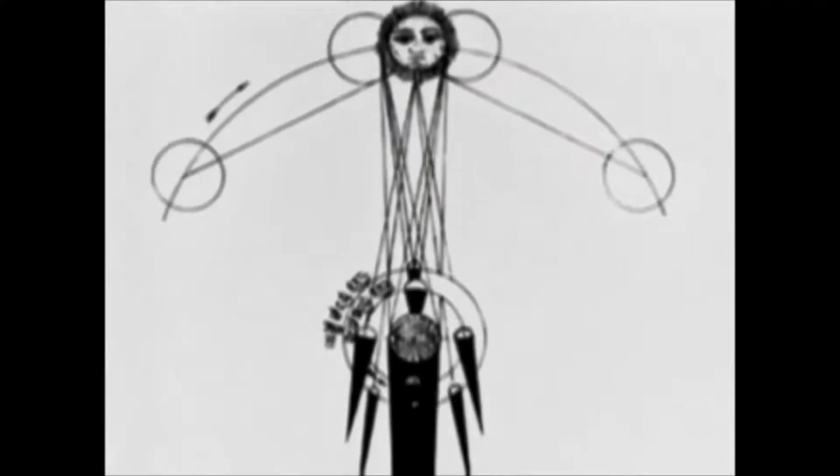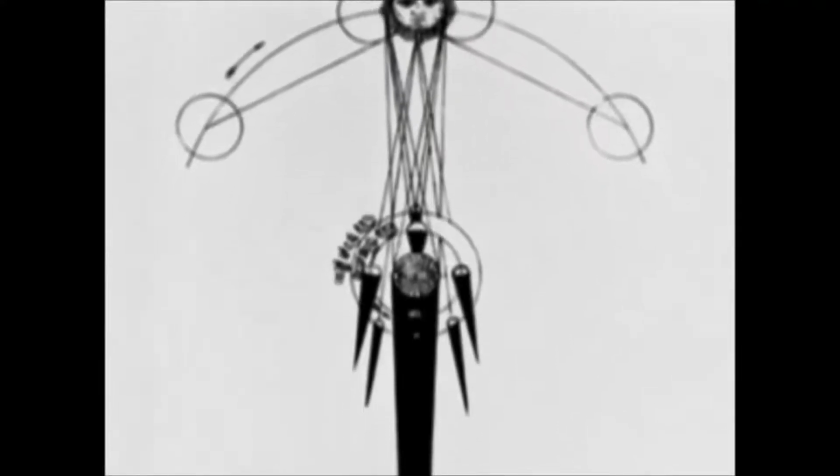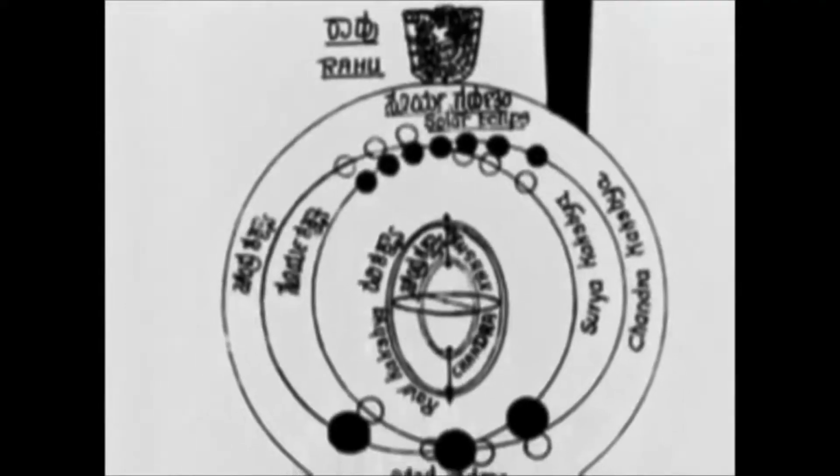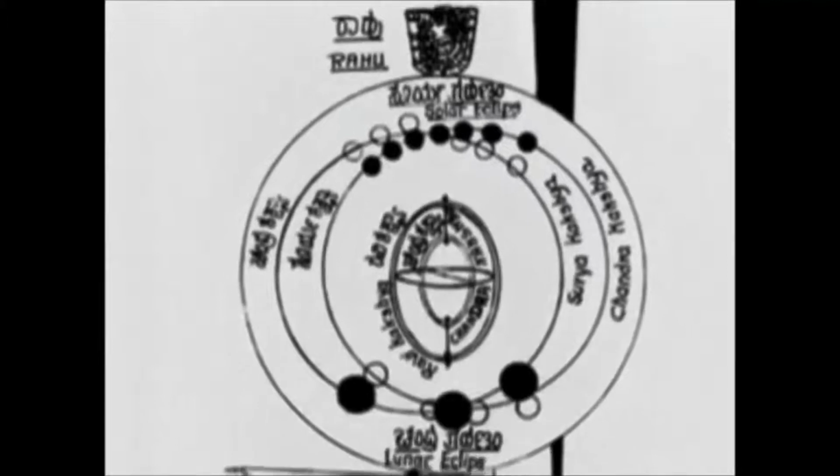At least 5,000 years ago, the Vedas were able to predict eclipses precisely. This science is still used today with the same extraordinary accuracy.